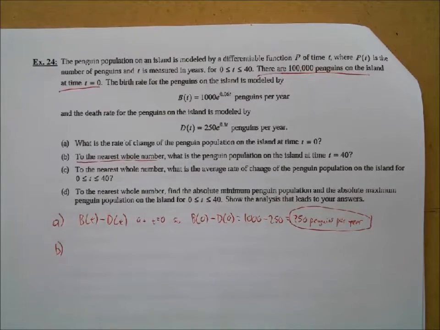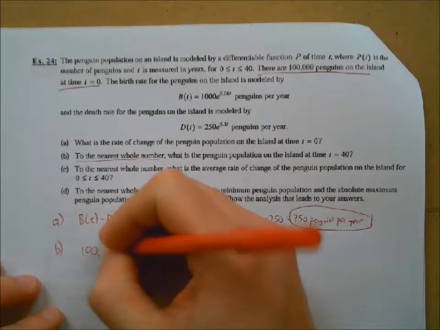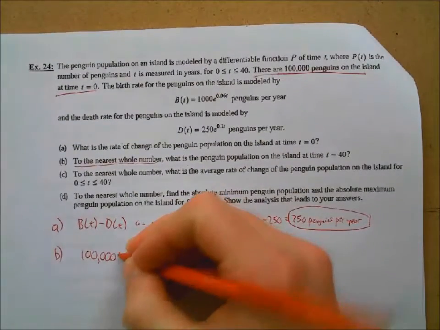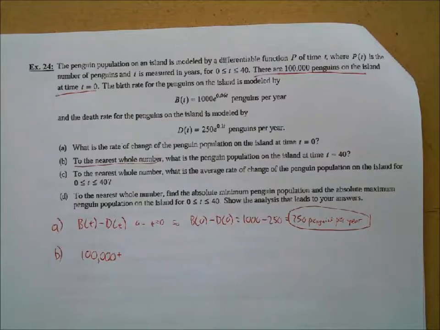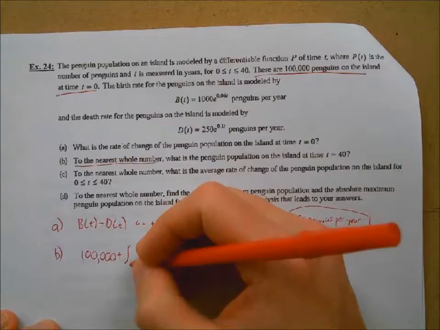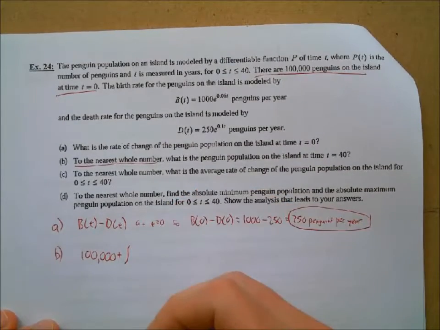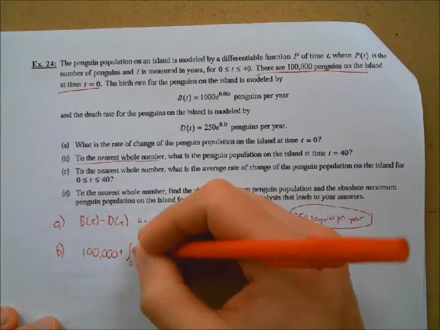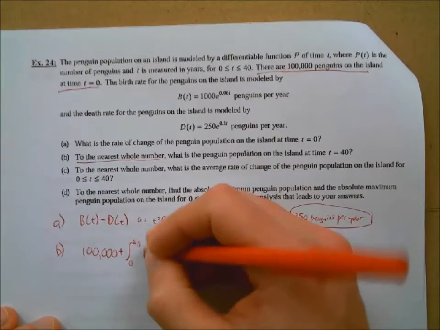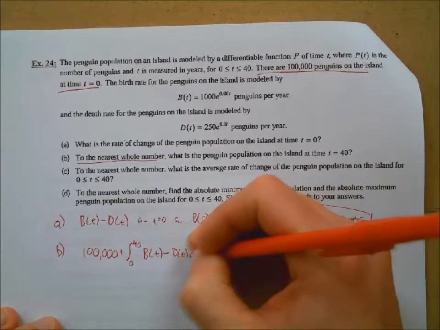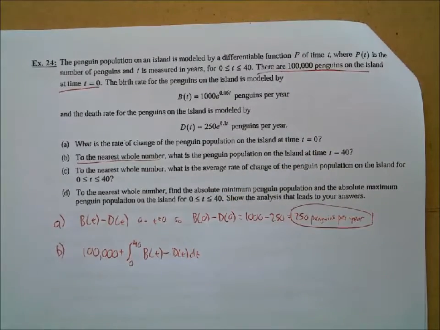Right, we're going to start with the 100,000. Exactly right, Bryce, because there are already 100,000 penguins on the island. And we're going to add to that what? You going to continue, Bryce? And what are our limits of integration going to be? From what to what? 0 to 40, you got it, of B of t, the birth rate, minus D of t, the death rate, dt. There's our setup.